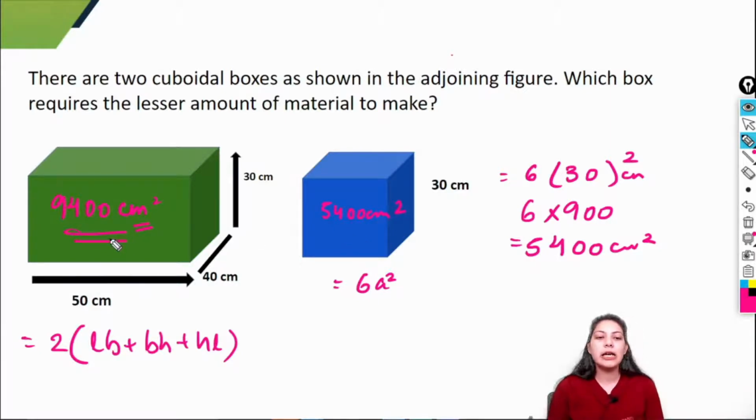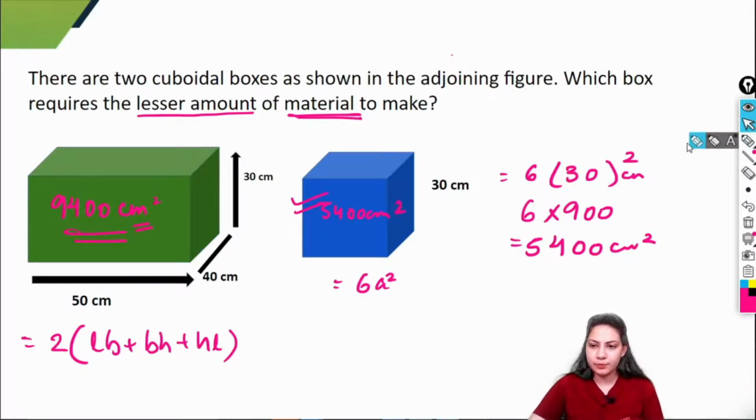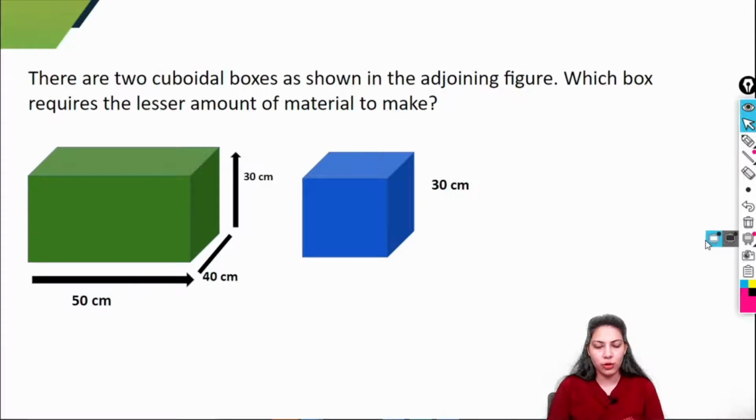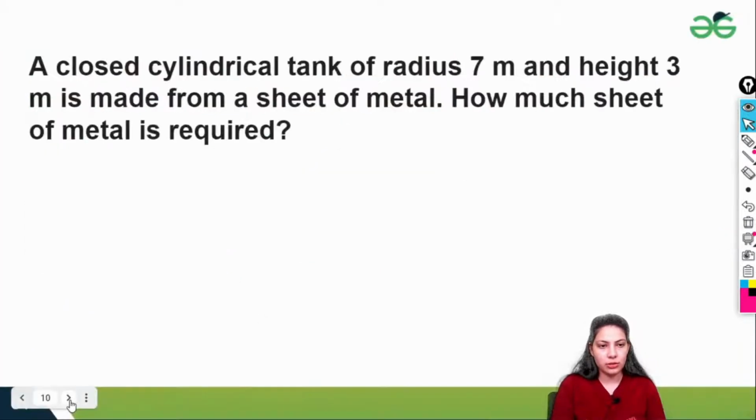This one means the cuboid will require a more amount as compared to cube, and what we are asked is which box requires lesser amount of material to be made. So the answer is definitely cube. So erase. Let us move on to our other question.